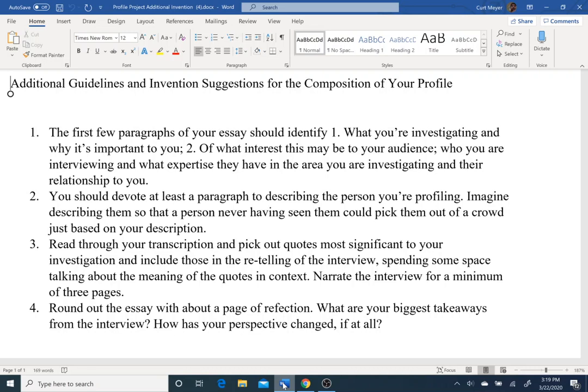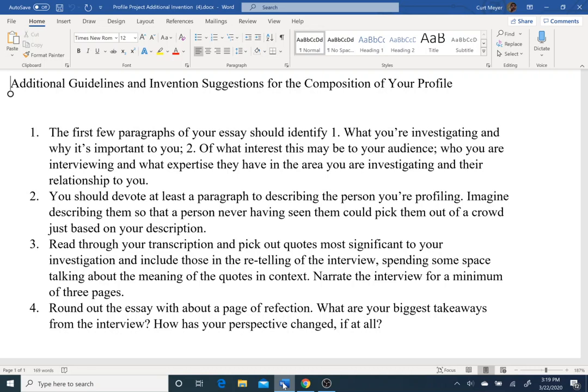Okay, so let's go. I'll go through these guidelines. And then in a follow-up video or a couple of follow-up videos, I will guide you through some of the samples that we have on Blackboard as well, to give you additional insight into what your profile may look like and talking to you about what students have done in the past and so forth.